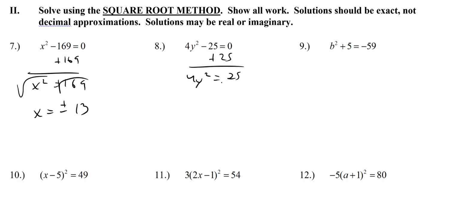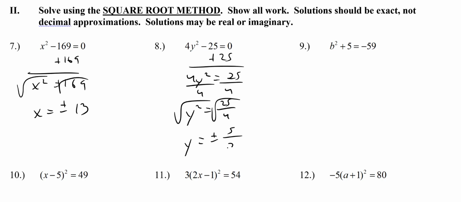Okay, so in this one, I'm going to add 25 to both sides. So 4y squared equals 25. Divided by 4, so y squared equals 25 fourths. But then I'm going to take the square root. And just remember, guys, when you take the square root, don't forget the plus or minus. And the square root of 25 is 5. The square root of 4 is 2. So it's plus or minus 5 halves.